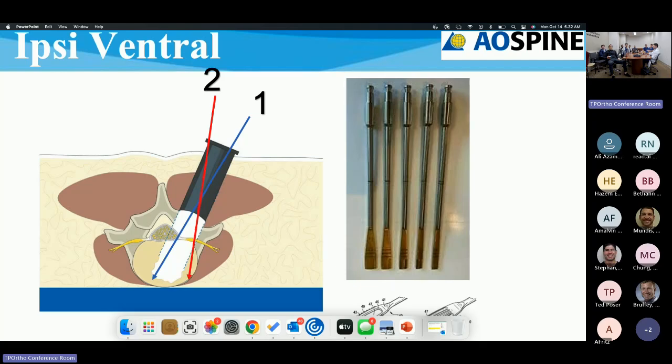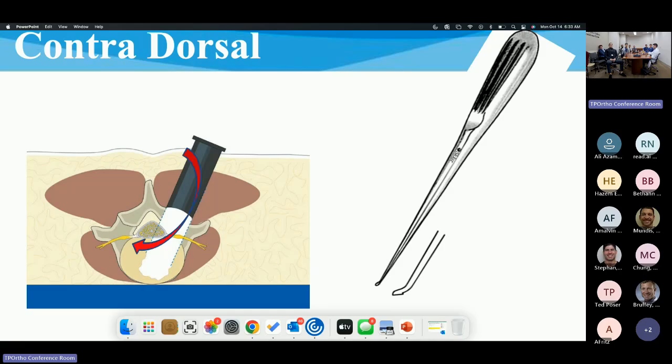So oftentimes when I'm using the shavers, I'll go with the first pass in the trajectory of number one, and then I'll just loosen the table mount, go more orthogonal, and do the same thing going down. So I get that ipsilateral deep stuff. And then to get the contralateral superficial stuff, I'll just use a downgoing curette to get underneath the annulus and try to push disc away. And if you do that, you should be able to get the majority of the disc out.